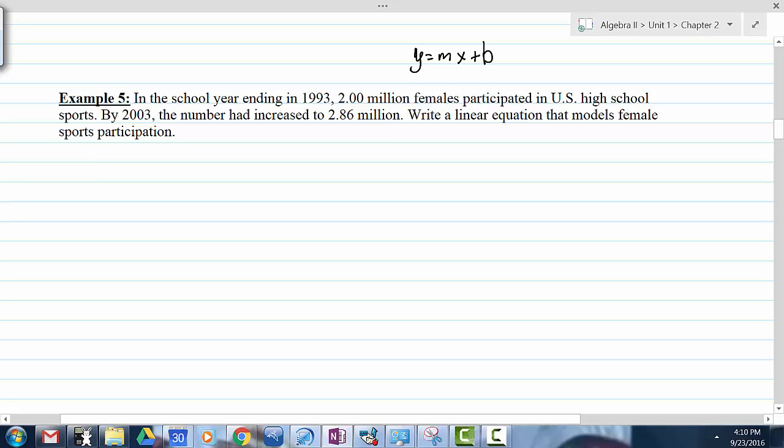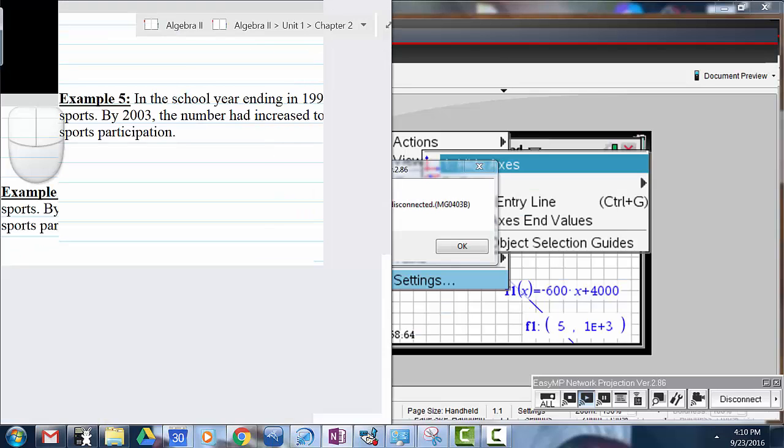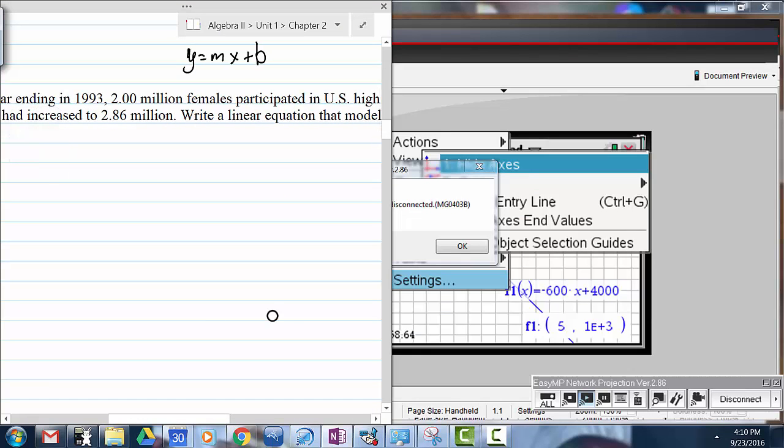Alright, here in the school year ending in 1993, 2 million females participated in U.S. high school sports. By 2003, the number had increased to 2.86 million. Write a linear equation that models female sports participation.